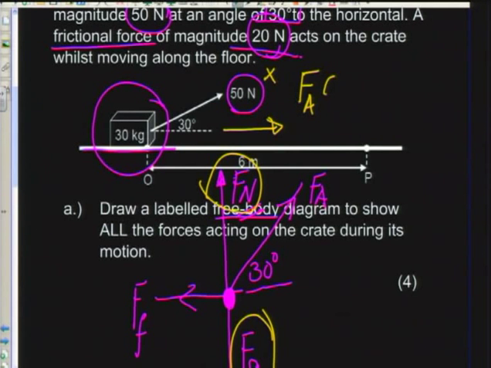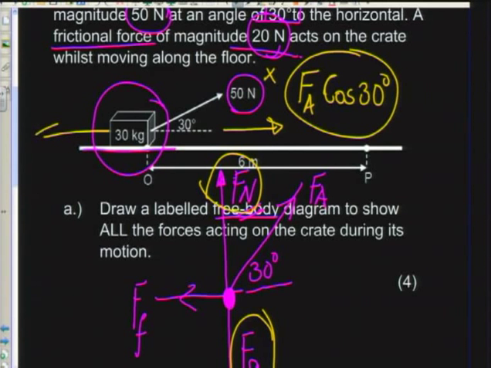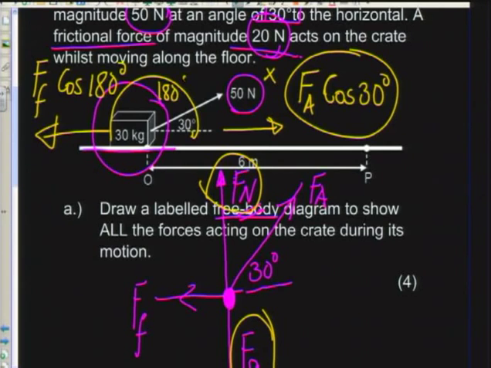That is adjacent to the angle, so it will be the cos of 30 degrees, okay? Now, the frictional force, remember, it's acting in the opposite direction. So this one should be force of friction times the cos of 180 degrees, because the angle here is 180 degrees in which this frictional force is acting.